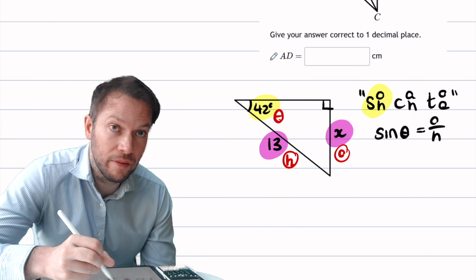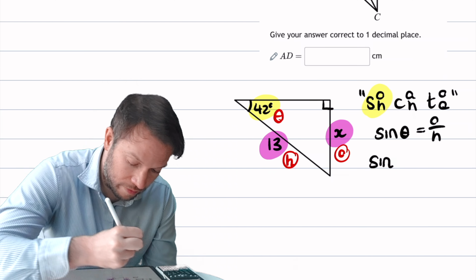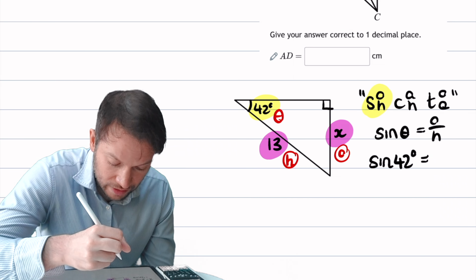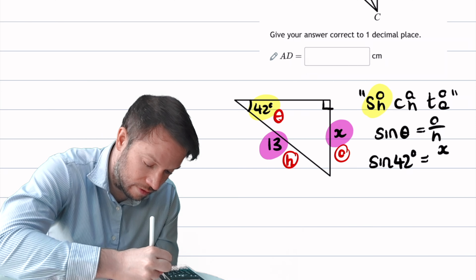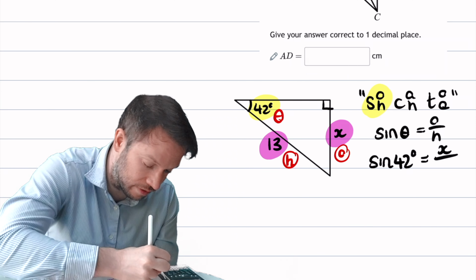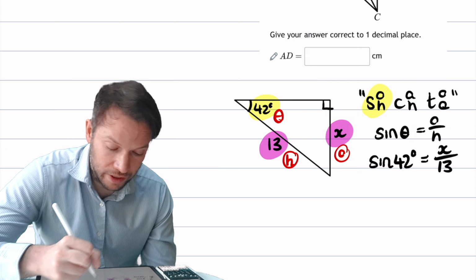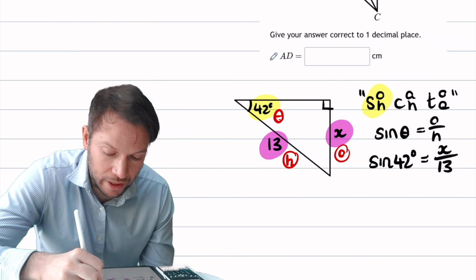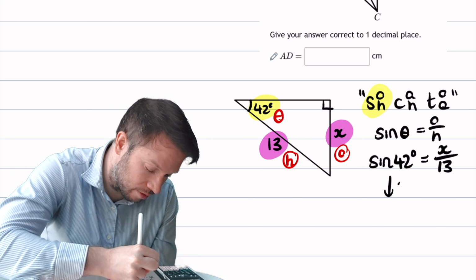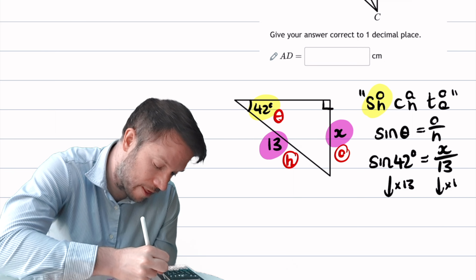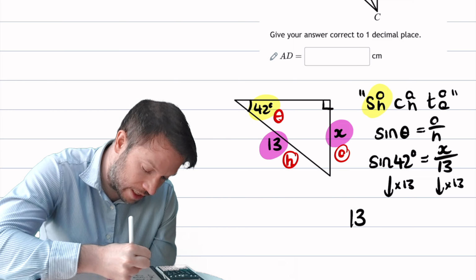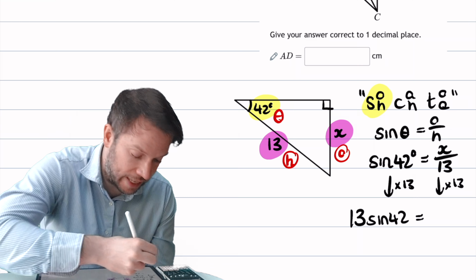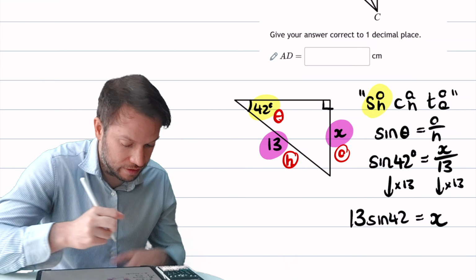Now let's substitute everything in. We've got sine of the angle theta, angle of interest, is equal to the opposite, which is the x, divided by the hypotenuse, which is 13. Now I want to get x on its own. I don't like this divided by 13, so I'm going to multiply both sides by 13 to get rid of the divide by 13. The left-hand side becomes 13 lots of sine 42. And the right-hand side, the times 13 and divide by 13 cancel to just give you x.